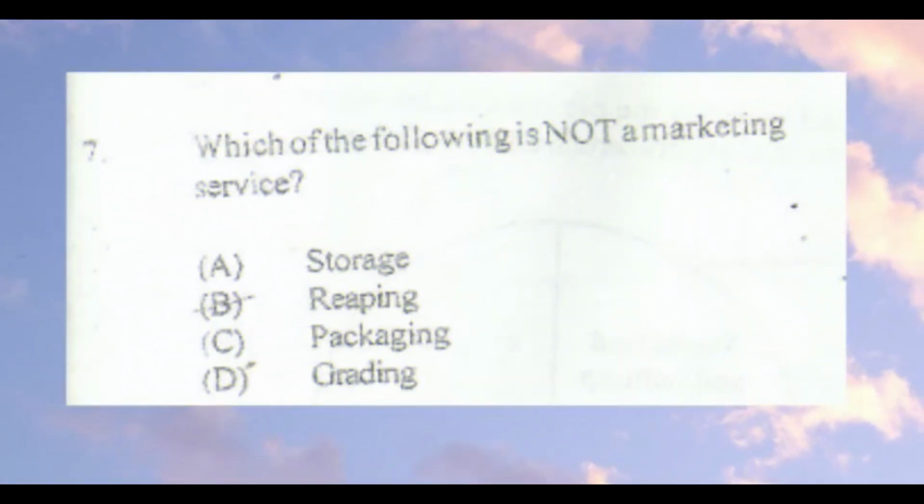Number 7. Which of the following is not a marketing service? A, storage, B, reaping, C, packaging, D, grading. The answer is reaping. Marketing is basically all the things you do to get your produce or your products to sell.